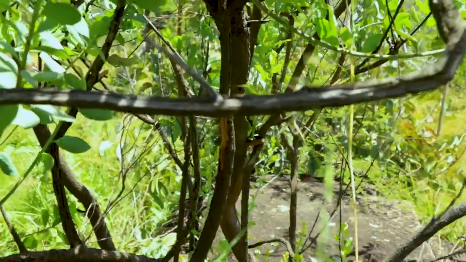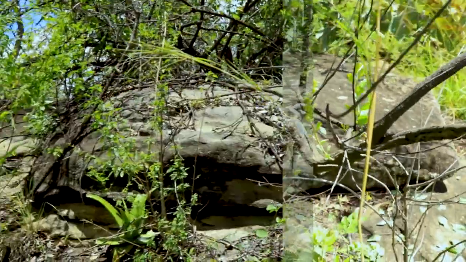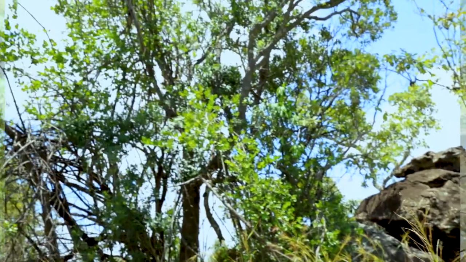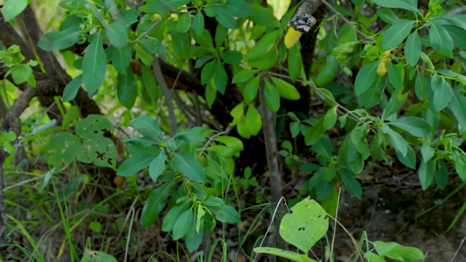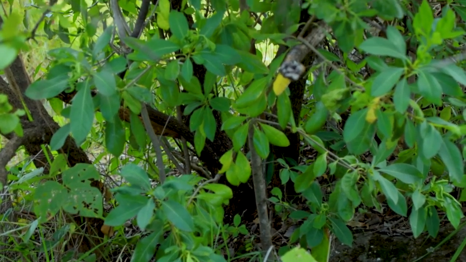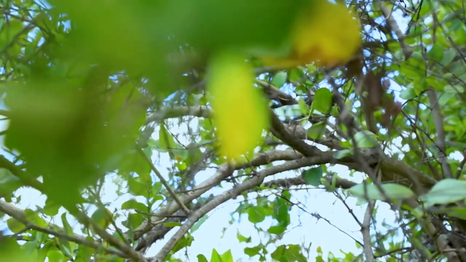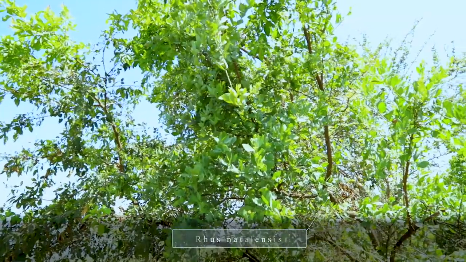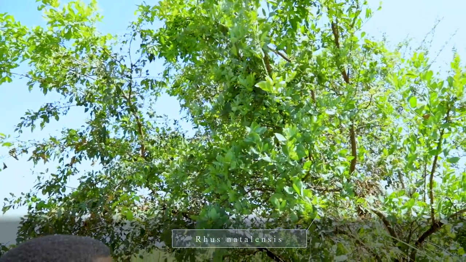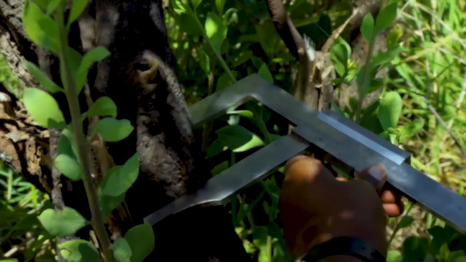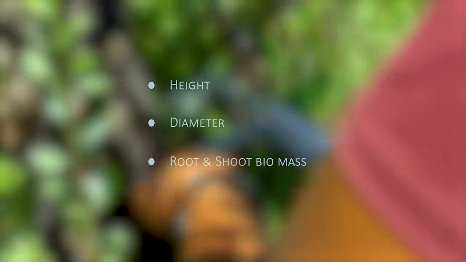The species is drought resistant, grows on poor sites, mostly on rocky ridges, mountain slopes, margin of evergreen bushlands, grasslands, and thickets. The species is a hemiparasite that gains water and nutrients from the host plant. Host plants like Rhus natalensis promote the early growth of Osyris lanceolata, the East African sandalwood, in terms of height, diameter, and the overall root and shoot biomass.